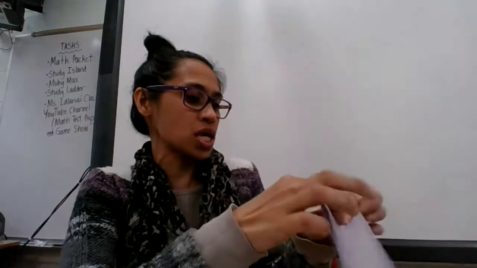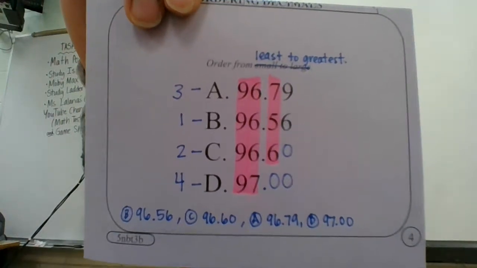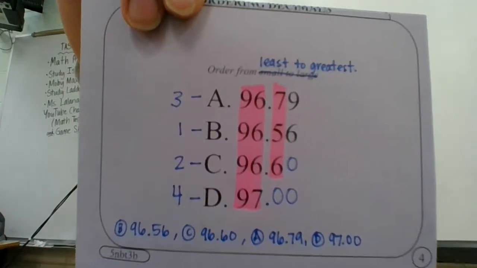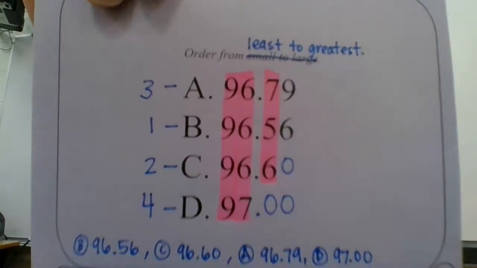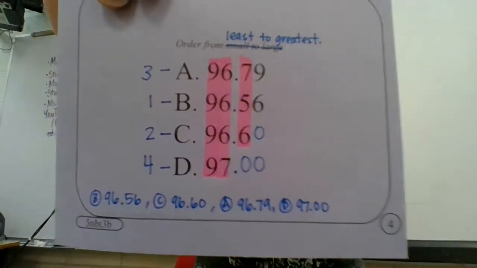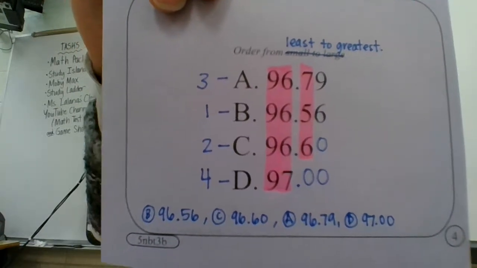If not, the correct order of these decimals is, bam. First, we have B, 96 and 56 hundredths. Next, we have C, 96 and 6/10, or 96 and 60 hundredths. Next, we have A, 96 and 79 hundredths. And then we have D, 97.